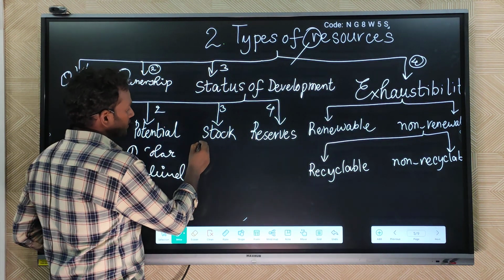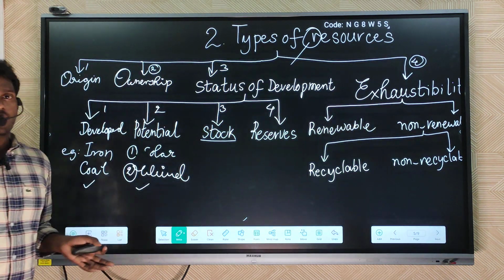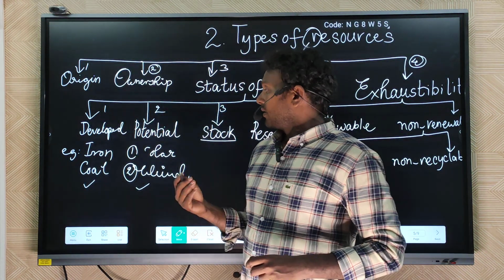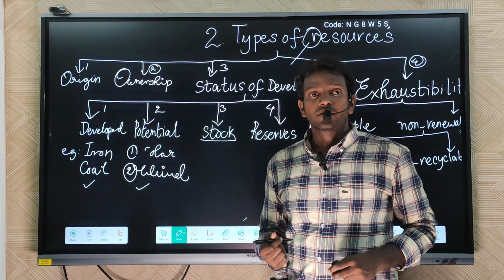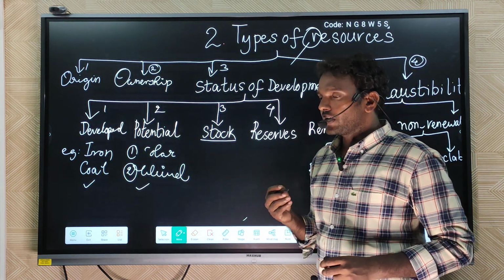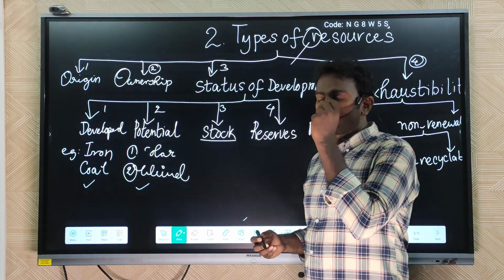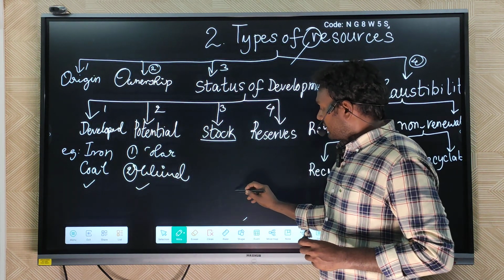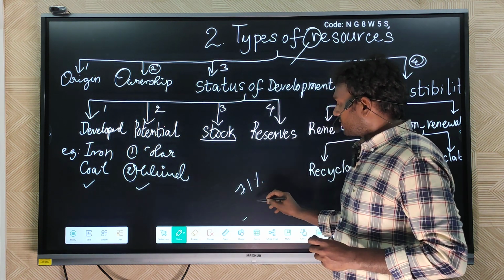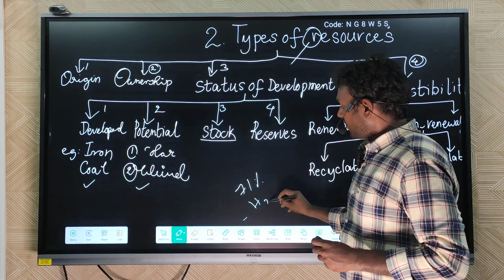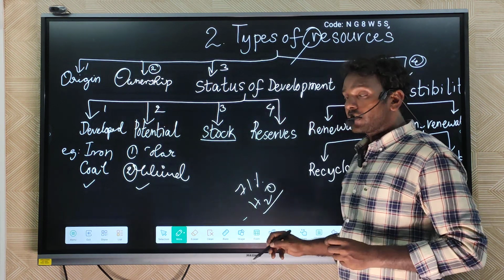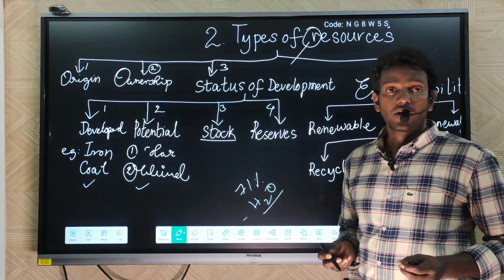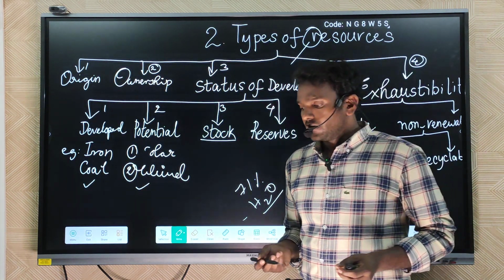Stock means there are some resources, but we don't have the technology to extract and utilize them. I will give an example, and based on the example you can understand very easily. Stock means, see, on the Earth's surface nearly 71% is water. Water means H2O, and there are two gas molecules, hydrogen and oxygen. Coming to hydrogen, we can use hydrogen for so many works.